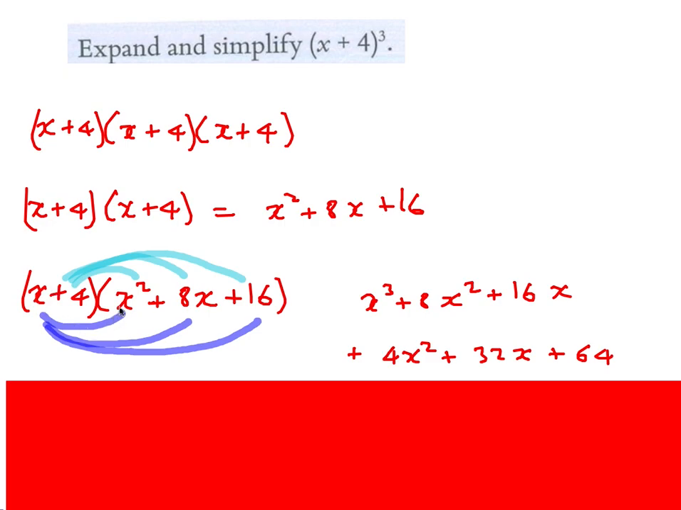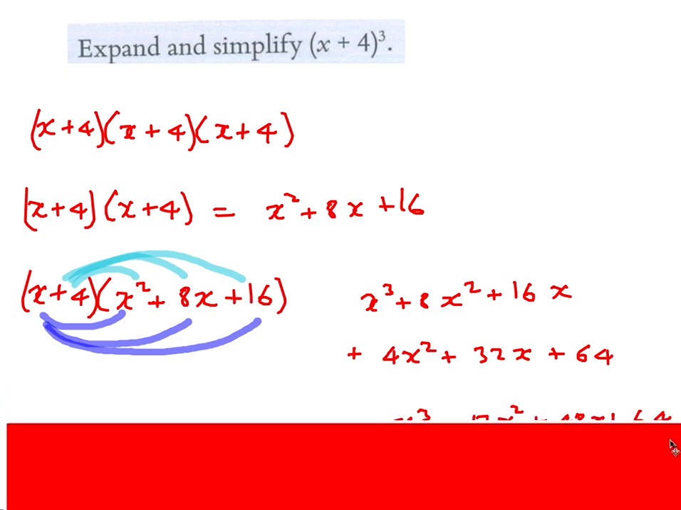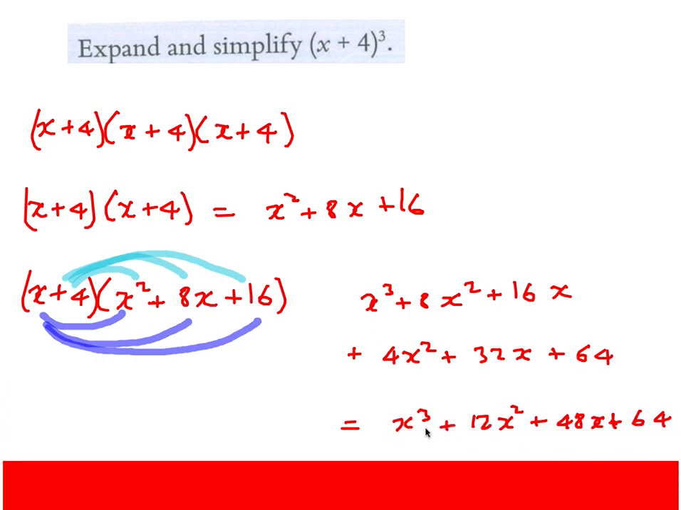I've got an x times x squared is x cubed, x times 8x, 8x squared, x times 16, 16x, 4 times x squared is 4x squared, 4 times 8x, 32x, 4 times 16, 64. And again, I simplify it out. x cubed, 12x squared, 48x plus 64. Okay, so again, it would tend to be a grade A, possibly A star question.